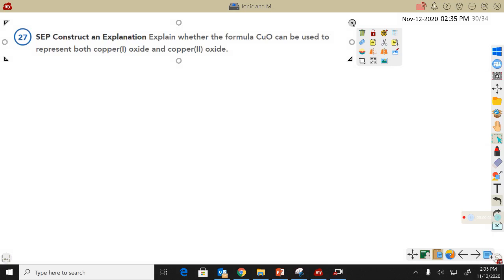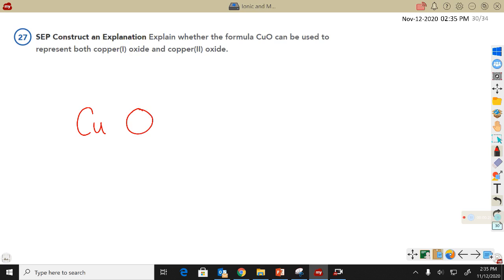All right, so here is question 27. Question 27 says, explain whether the formula of CuO can be used to represent both copper 1 oxide and copper 2 oxide. So let's write the formulas, right? The Roman numeral is just telling me the charge. So these are both copper oxides, CuO and CuO. But now I got to find the charge.